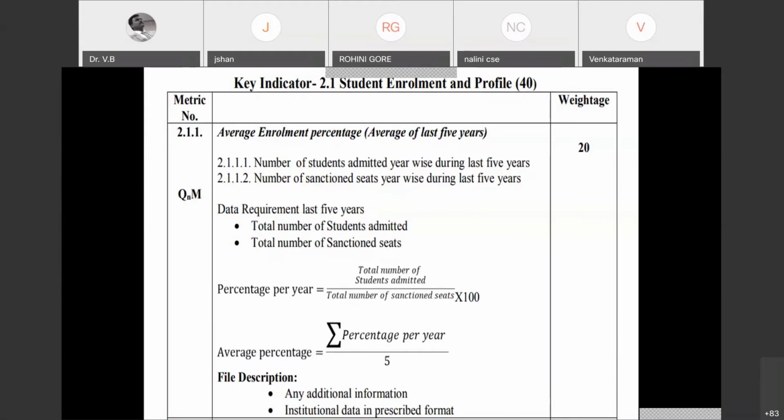Once again, in the NAAC SSR itself, they are giving you very clearly how much marks you can score depending upon this percentage. Say, for example, if your percentage is 50%, then you score 10 marks out of 20. If your percentage is 60, you score 12 marks out of 20. If your percentage is 80 and above, then you can score 20 out of 20. Like that, they have specified. So again, it is a quantitative matrix. And for this quantity number that you are entering, please remember that NAAC will be asking you for the complete details of each and every student that you have admitted.